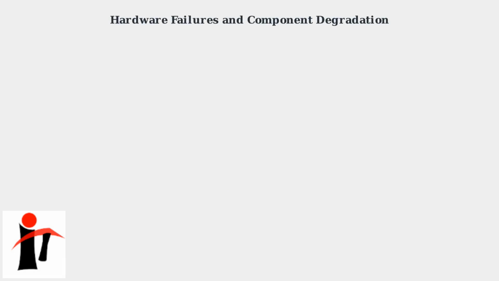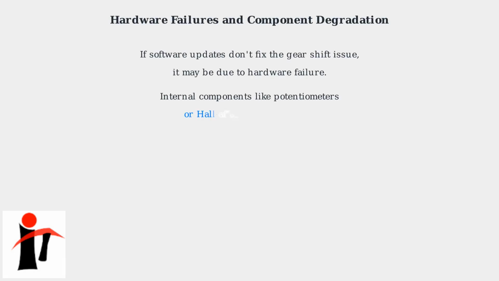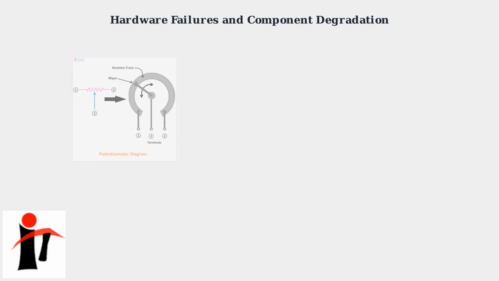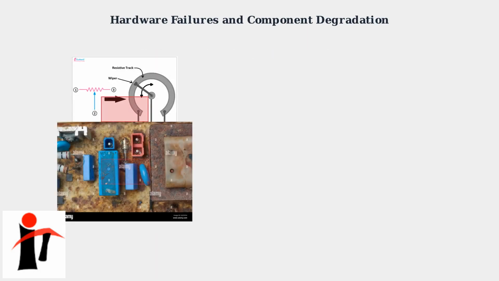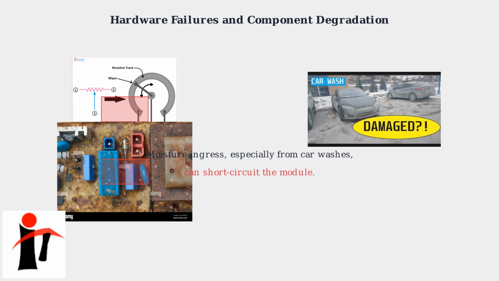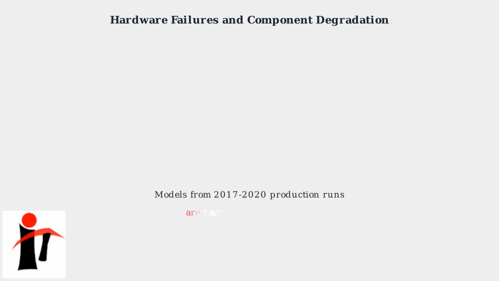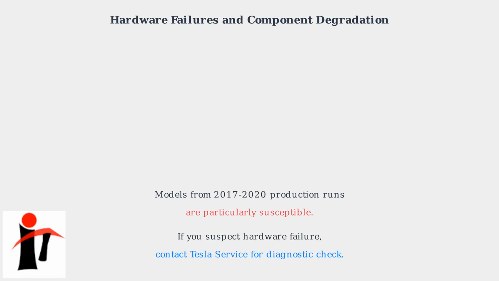If software solutions don't resolve the gear shift issue, the problem might be due to hardware failure. The shifter's internal components, like potentiometers or Hall effect sensors, can fail due to wear, corrosion, or manufacturing defects. Moisture ingress, especially from car washes, can also short-circuit the module. Models from the 2017 to 2020 production runs are particularly susceptible. If you suspect a hardware failure, contact Tesla service for a diagnostic check.